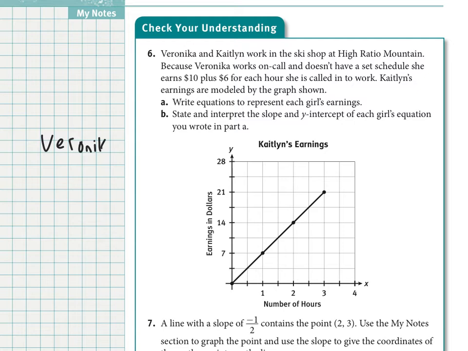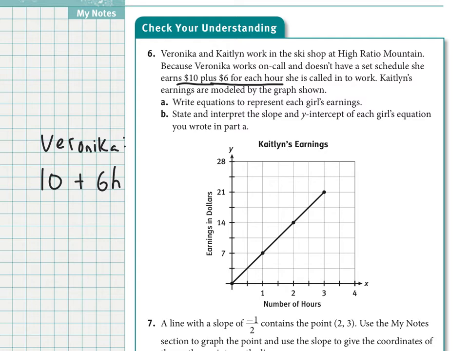So Veronica, she earns the $10, so it's like an upfront. She's getting $10 no matter what, plus 6 for each hour. Okay, so just be careful. It's not 16. We're not going to do 10 plus 6. It's more like 10 plus 6 per hour. So I'm going to use H to be the number of hours, right? So it's kind of like the initial amount, like the $80 from the previous example. She's getting this $10 just because she doesn't have the set schedule, and then she earns $6 per hour.